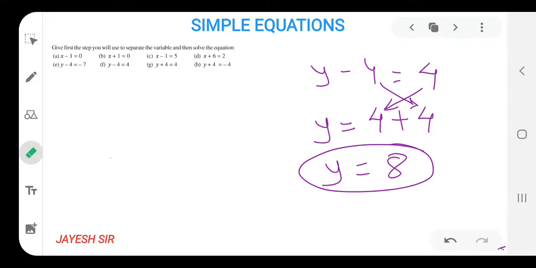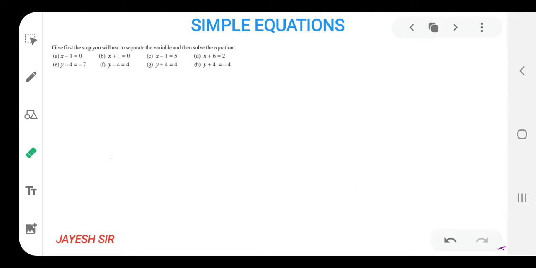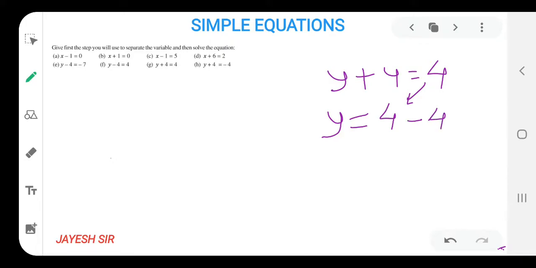So let us begin with the next sum for the day. That is G1. Now if you are capable of solving on your own, pause the video and try to solve it. y plus 4 equals to 4. Now plus 4 as it is, it was there, this I have written. Now plus 4 after going this side will become minus 4. Now 4 minus 4 will result in 0. Yes, so the result we are obtaining is 0.